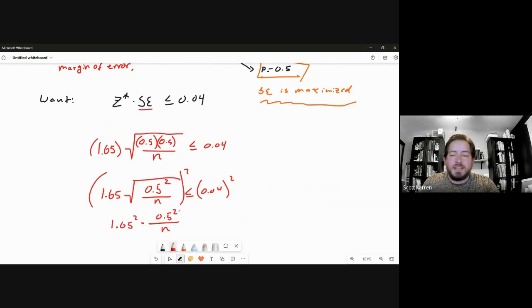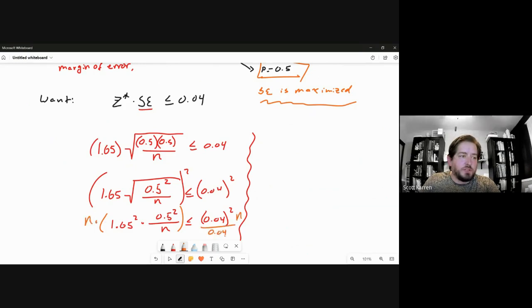But now the N is out of the square root. It's free to move around as necessary. Everything else in this equation is squared, right? If I multiply both sides by N to get the N out of the denominator, and I'll multiply this by N, multiply this by N, but I'm going to divide both sides by 0.04 squared.